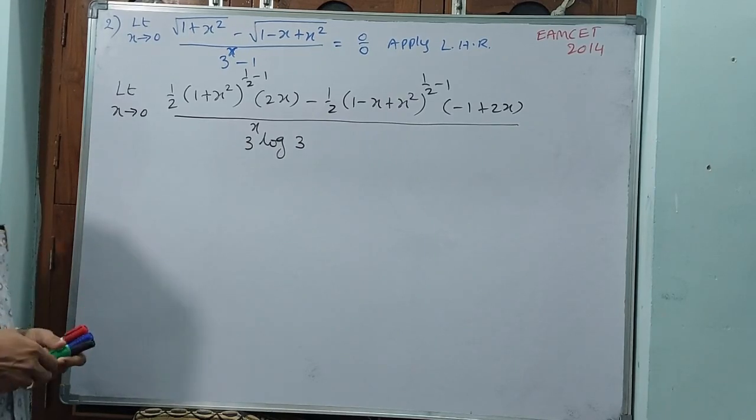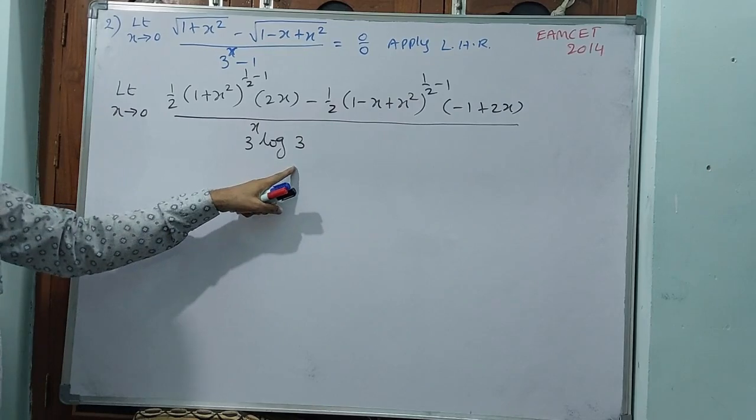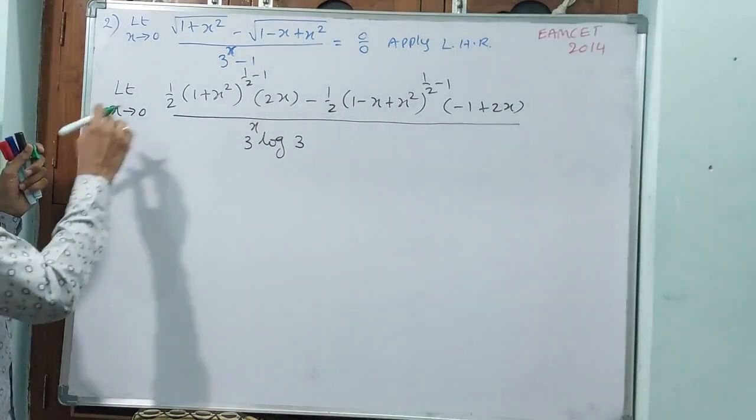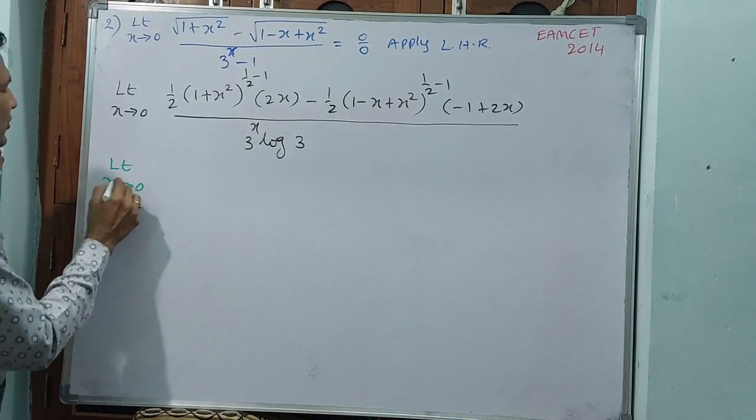Now segregate it. Why? Because even if you apply 0 also, this is going to become 1 into log 3. There is no problem. First segregate this properly, afterwards you apply the limit. Okay, let me segregate this properly. Limit x tends to 0.